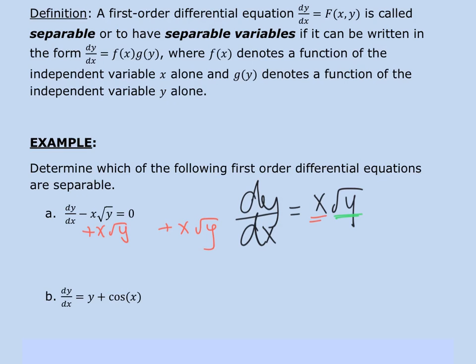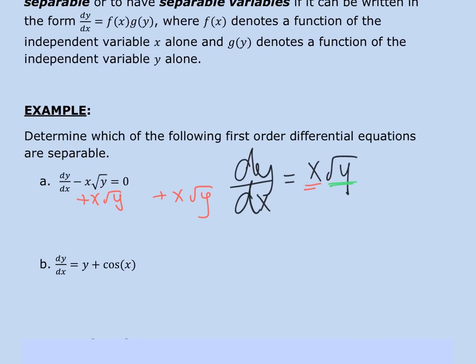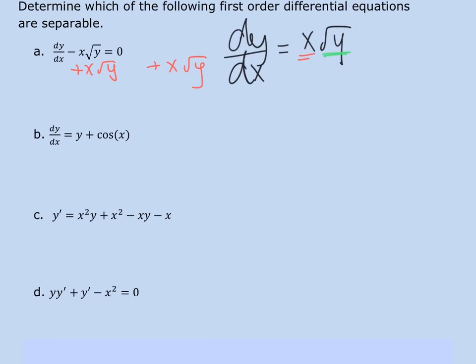Let's take a look at our next one here. Let's move this up. For this one, I've got y plus the cosine of x. Unfortunately, I can't separate it. This is as good as it gets. I can't make this a product of a function of x and a function of y. So here are the other two examples that I'd like you to try.